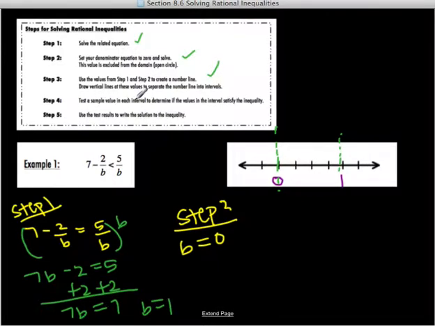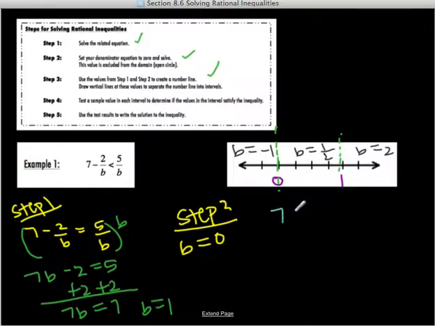Step 4, test a sample value in each interval to determine if the interval satisfies the inequality. So we have to pick 3 values, one from each interval. I'm going to pick b is equal to -1. Then I'm going to pick b is equal to a number in between 0 and 1, 1/2. And then I'm going to pick b is equal to a number greater than 1, 2. And I'm going to plug those all into my original inequality.